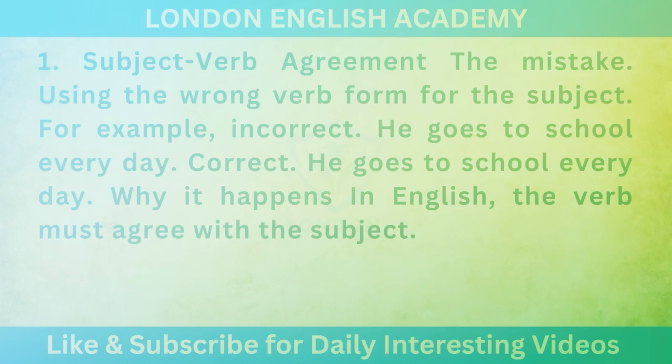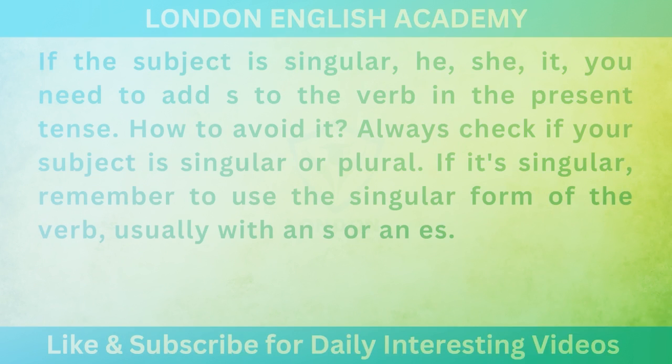Why it happens. In English, the verb must agree with the subject. If the subject is singular, he, she, it, you need to add s to the verb in the present tense. How to avoid it? Always check if your subject is singular or plural. If it's singular, remember to use the singular form of the verb, usually with an s or an es.